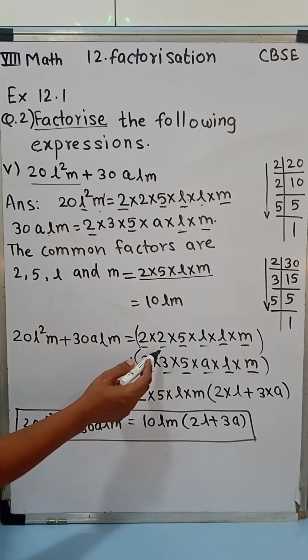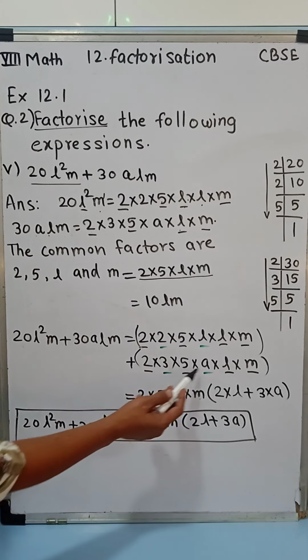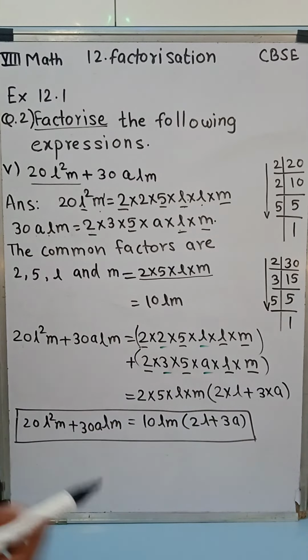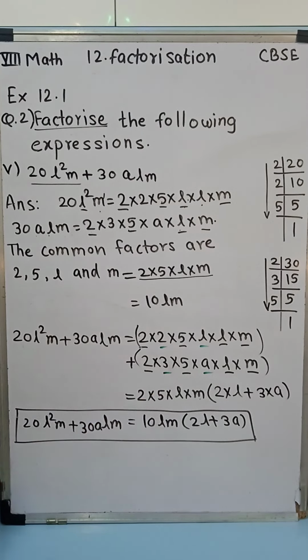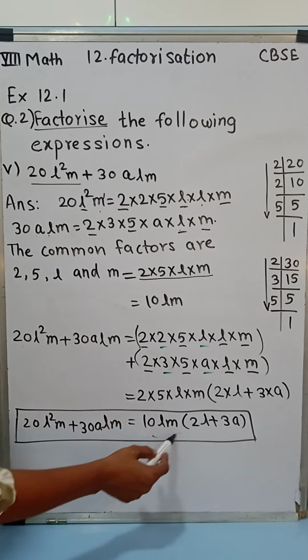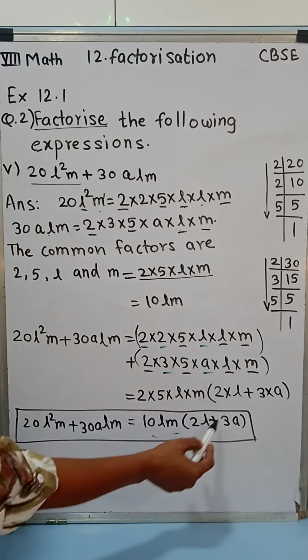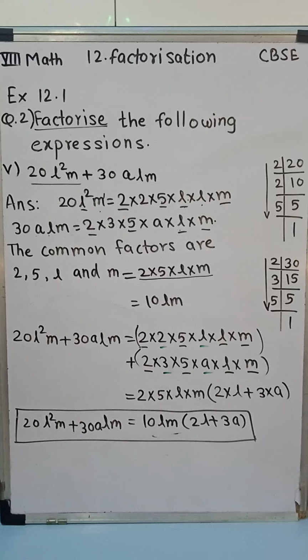What is remaining? I have marked it with the green pen: 2 and L. So 2 into L. Here what is remaining? 3 into A. So 3 into A. In the exam, you can use the pen and pencil. Write down the numbers with the pen and you can mark it with the pencil. So what is remaining? 2 5s are 10. 10 Lm is the common factor. And what is remaining inside? That is 2L plus 3A. And that is the answer.